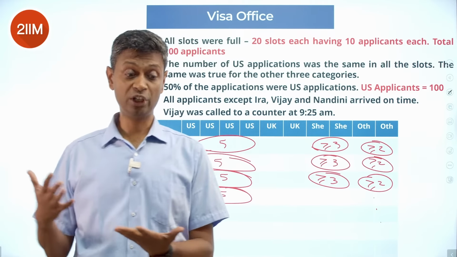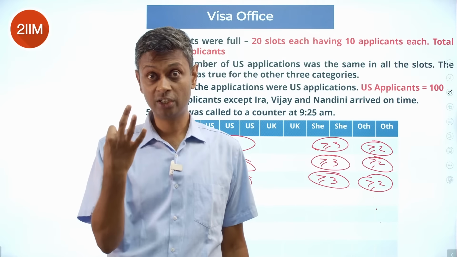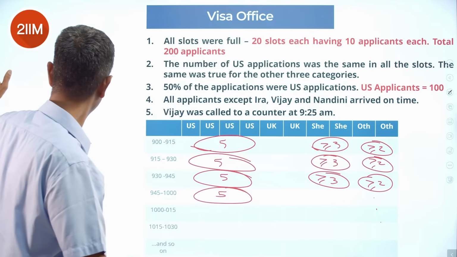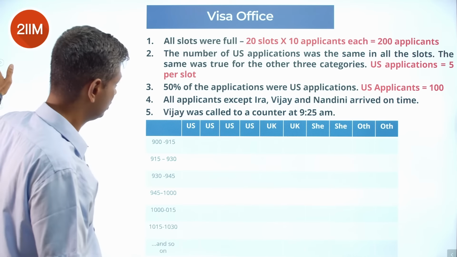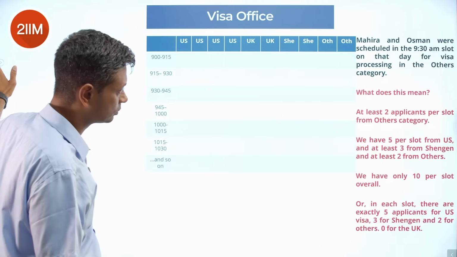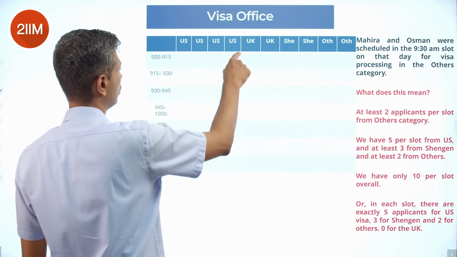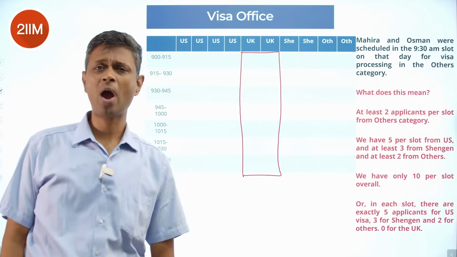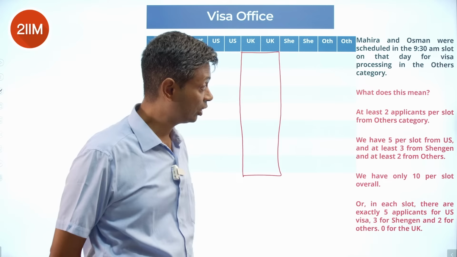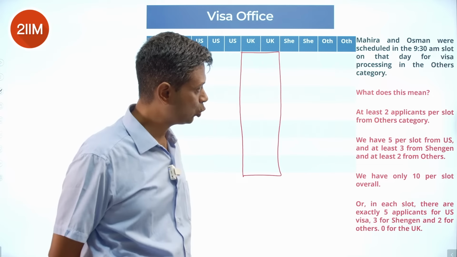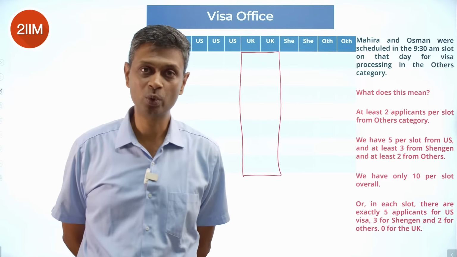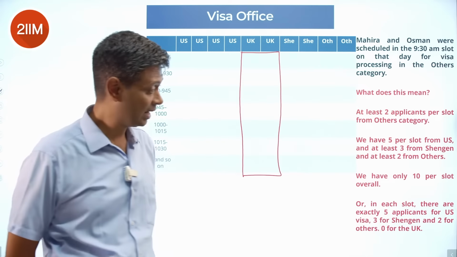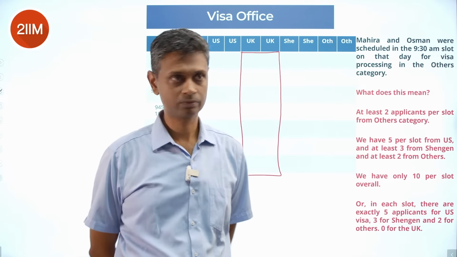That means for 10 applicants coming in each slot, 5 are US applicants, 3 are Schengen, 2 are others, which means 0 UK applicants are there. I had a tough time wrapping my head around that, because at least 3 and at least 2 means the UK applicant count throughout is 0. There's no applicant coming from the UK to the 2 UK counters. So at least 2 are from others, at least 3 from Schengen, 5 from US for sure. 5 plus 3 plus 2 is 10. We have only 10. It's exactly 5 for US, exactly 3 for Schengen, exactly 2 for others, nothing for UK. Nice.